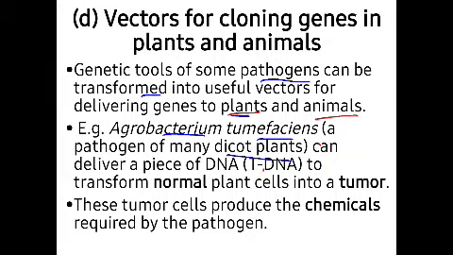Okay, for example beans. These beans arise from two cotyledons, that is the dicotyledons, and later on it will become a dicot plant. त्यस्तो plant मा certain pathogens हुन्छ, and one example is Agrobacterium tumefaciens, a pathogen that can deliver a piece of DNA, that is T-DNA, to transform a normal plant into a tumor. Okay, and these tumor cells produce the chemicals required by the pathogens.